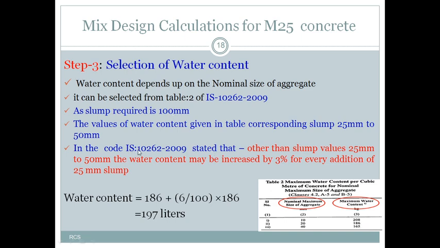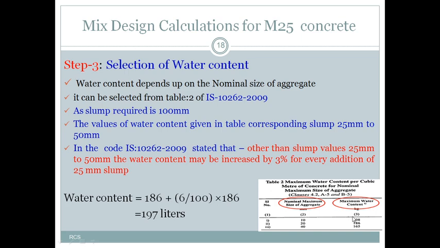But the code has given a provision that for every additional increase of 25 mm slump, you can add 3% of water. Here for 50 mm, it is 186. For the remaining 50 mm, I will divide it into two parts, 25 and 25. For each 25 mm of slump, I can increase the water content by 3%, and I have another 25 mm of slump, for that also I can increase 3%.